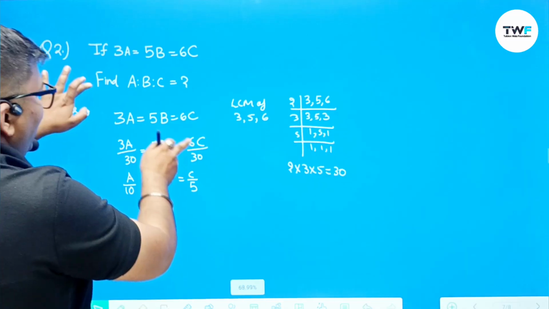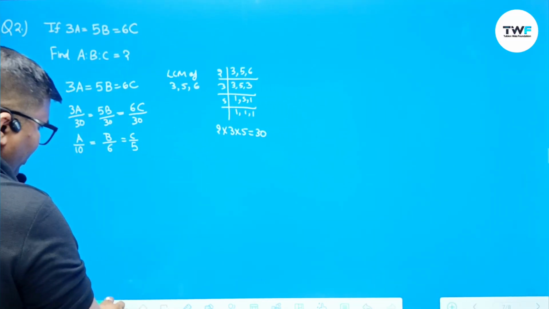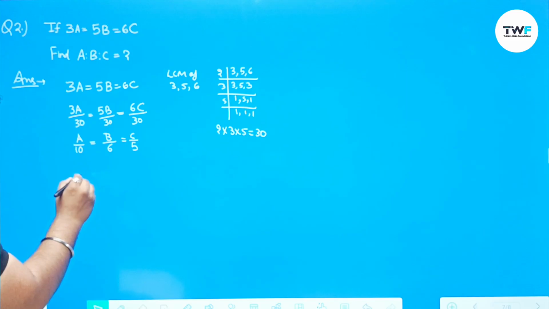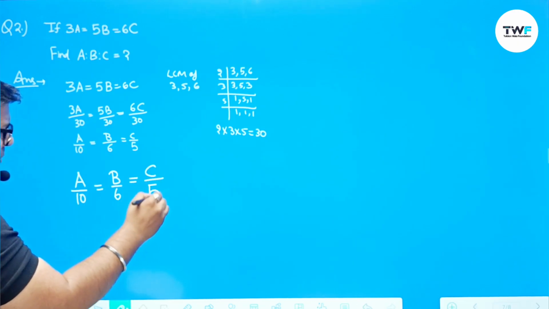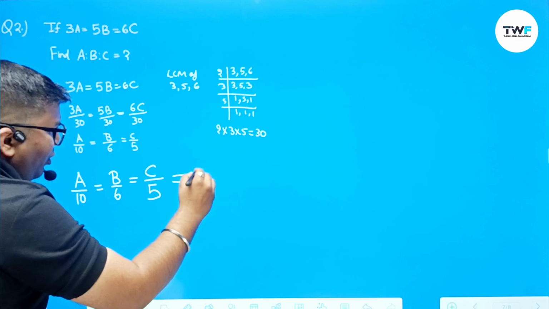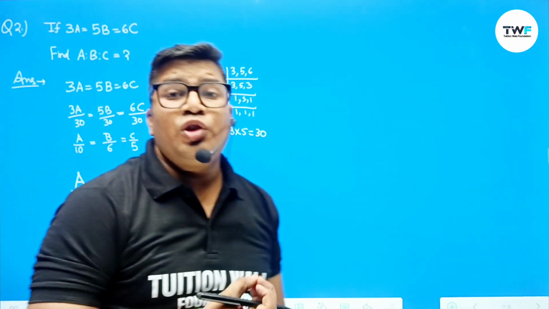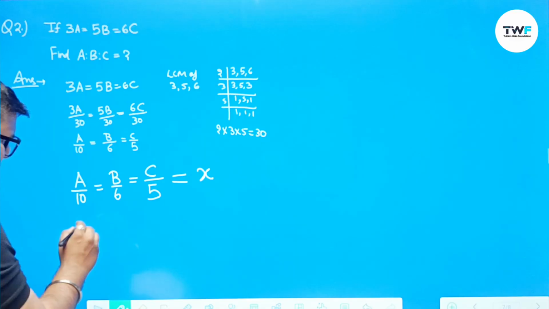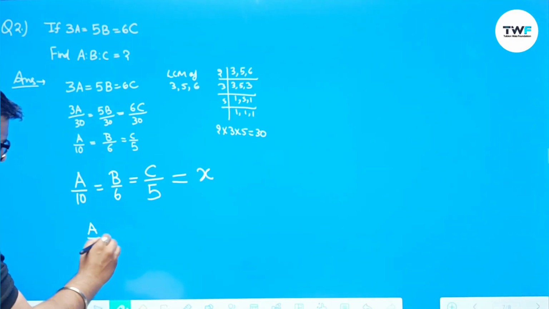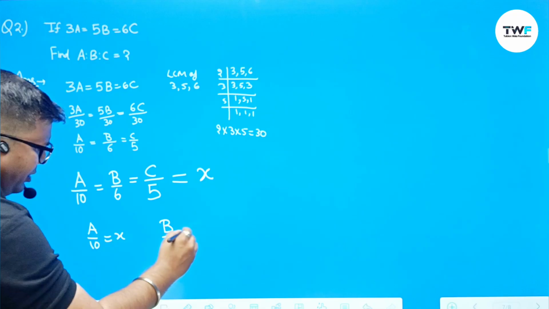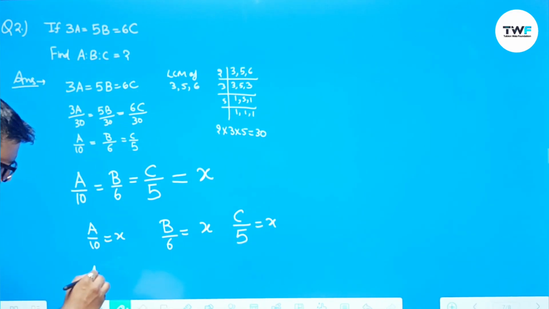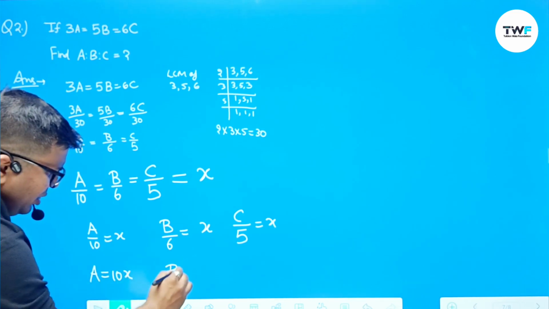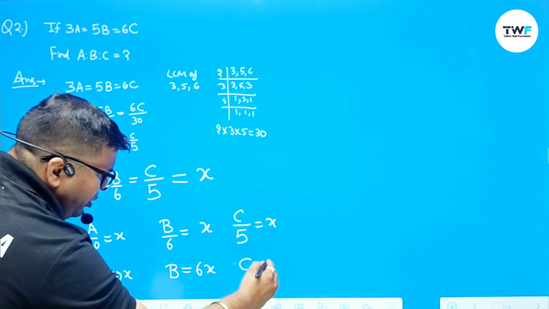Now we are moving on. You have a upon 10 equals b upon 6 equals c upon 5. Let's suppose this term is equal to x. Then a upon 10 equals x, b upon 6 equals x, and c upon 5 equals x. So a is 10x, b is 6x, and c is 5x.